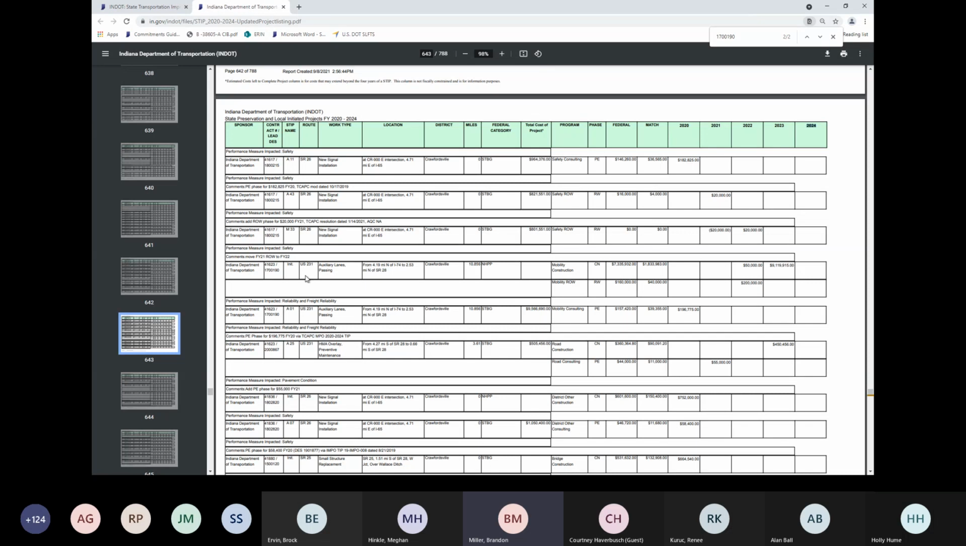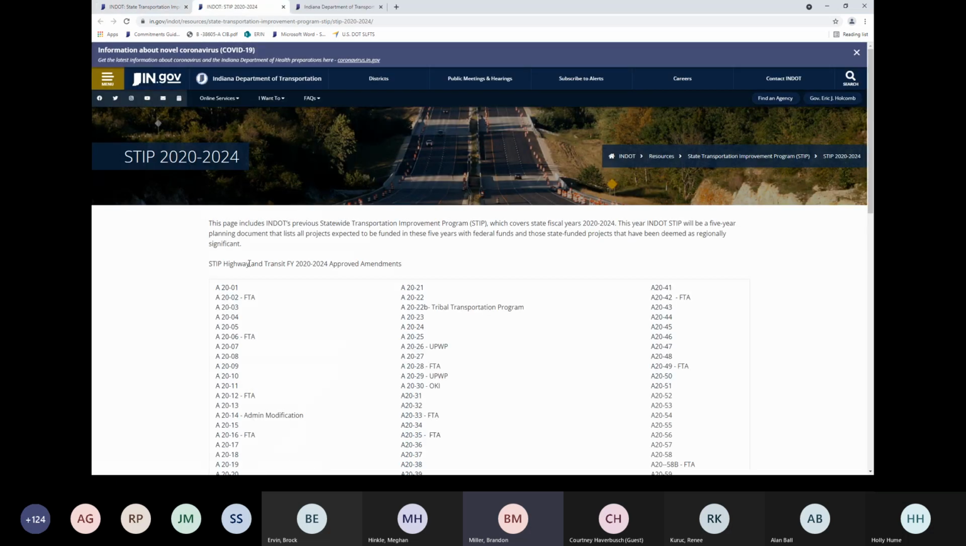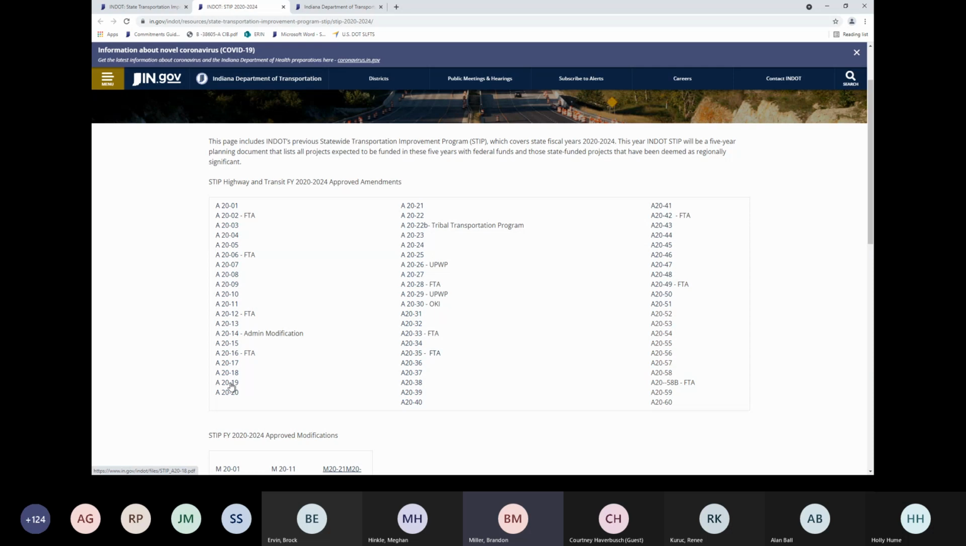So in terms of these amendments and modifications, let's step back one step. So if you come, and I'm assuming that they will keep it similar to what it is here for when the fiscal year 22 to 26 comes up, that they'll update it similarly, and then this will move down to historical STIP documents. So if you click on the individual amendments and modifications, you can actually come in here and look to see what they are.